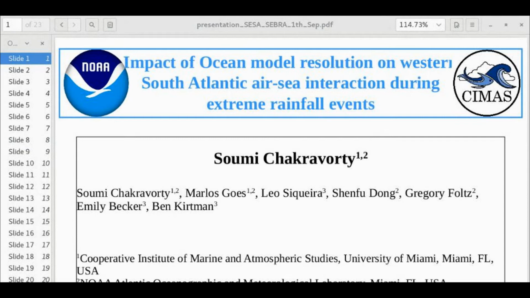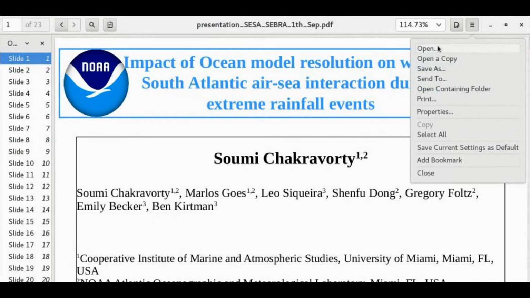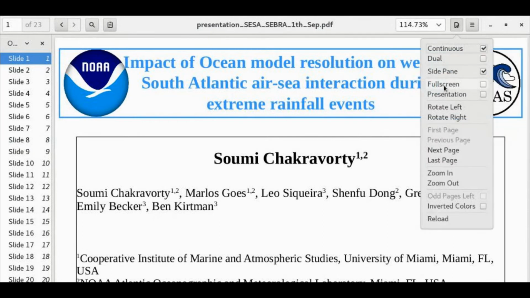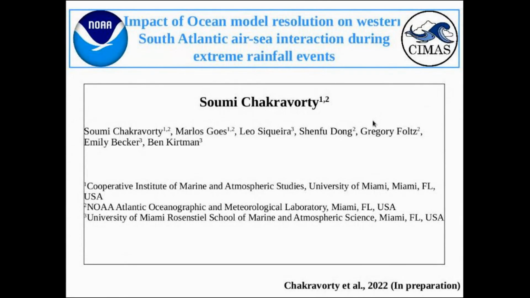So I will just keep my camera off so that it doesn't take much bandwidth. Can you see my screen properly?